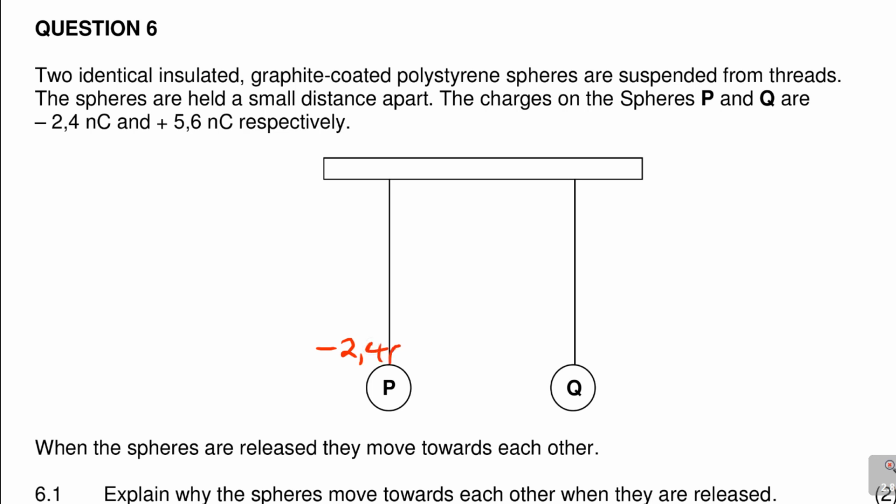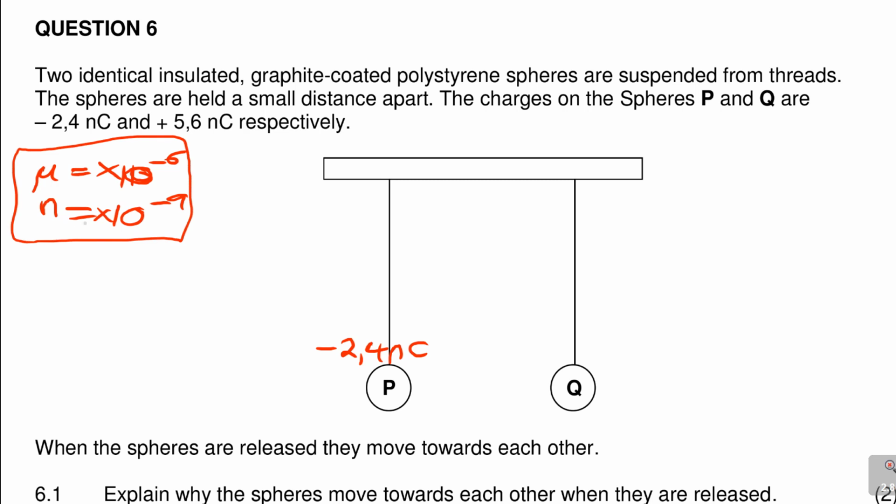2,4 nanocoulombs. Now remember, nano, if they give you micro, you say equal to times 10 to the power negative 6. Micro is negative 6. What about nano? Nano is times 10 to the power negative 9. Always remember that nano is negative 9.